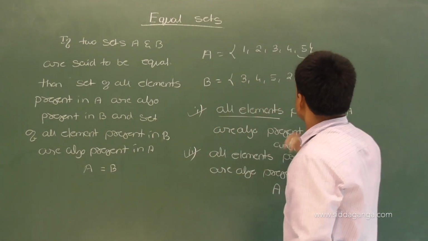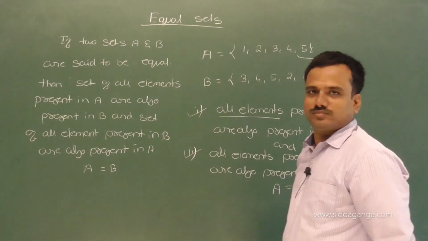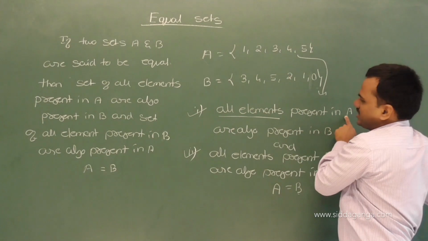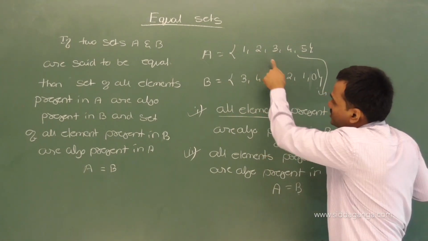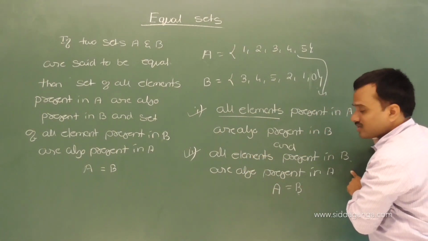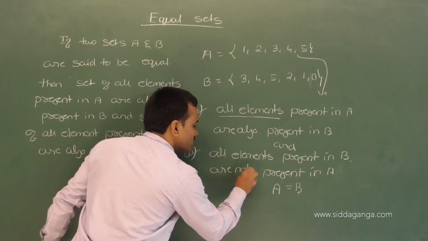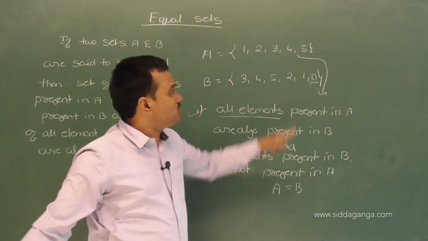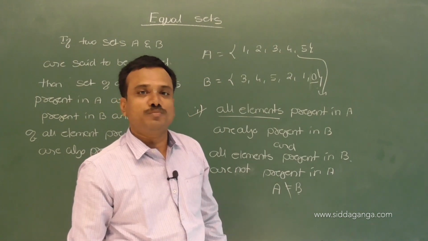Very important. Suppose I write one more element here, it is 0. For the same example, all elements present in A are also present in B. Observe here, all elements present in A are also present in B. But all elements present in B are not present in A. Which one? 0 is not present in A. That's why A is not equal to B.